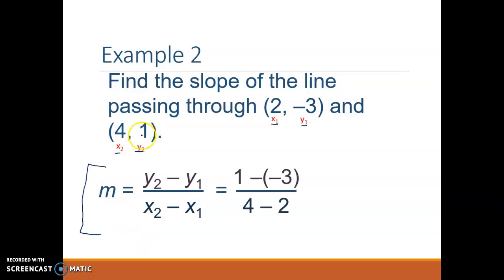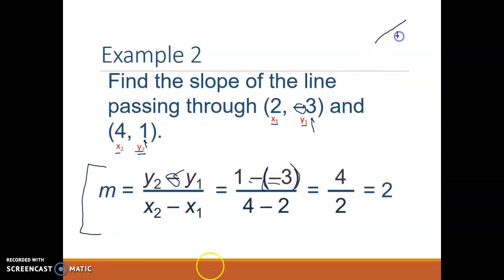So where it says y2, we're going to write our 1. And where it says y1, we're going to write our -3. Notice that we're using parentheses when we're subbing in, because we don't want to drop that subtraction sign or that negative sign. We need to have them both there. So use parentheses. And then on the bottom, we take our x2, which is 4, minus our x1, which is 2. When we do the computation, we get 4 over 2, which can be simplified to 2. So our slope is +2.